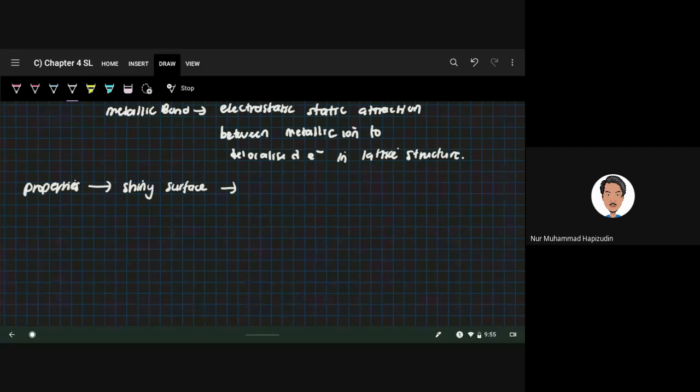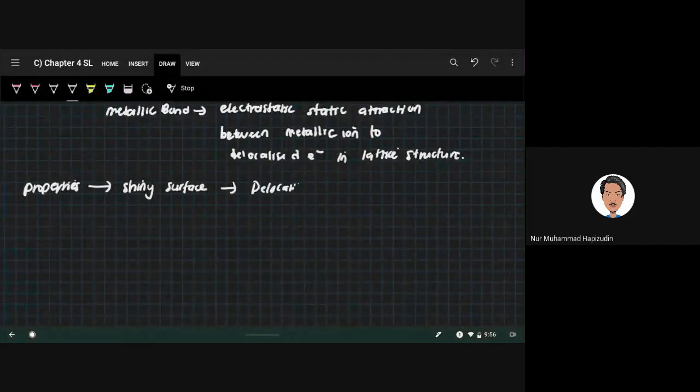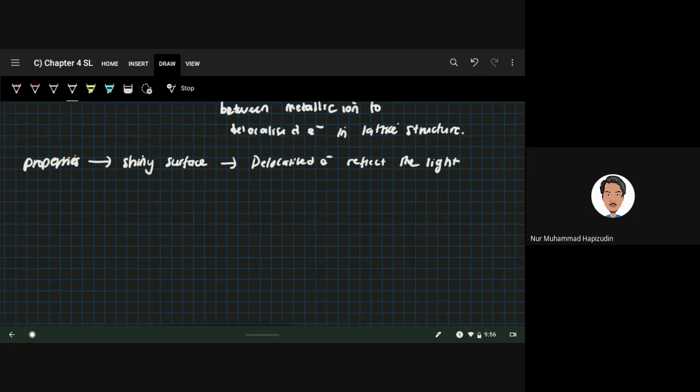Yes. Okay, shiny surface. Why metal properties have shiny surface? Because the delocalized electron. Terima kasih. Okay. Tak ada fikir pula ayat tadi. The delocalized electron reflect the light. Sebab tu kamu tengok mana-mana metal, dia kilat dia lain sikit. Dia macam metallic kan. Because the valence electron reflect the light. Okay. Next, it have properties apa? Malleability kan.